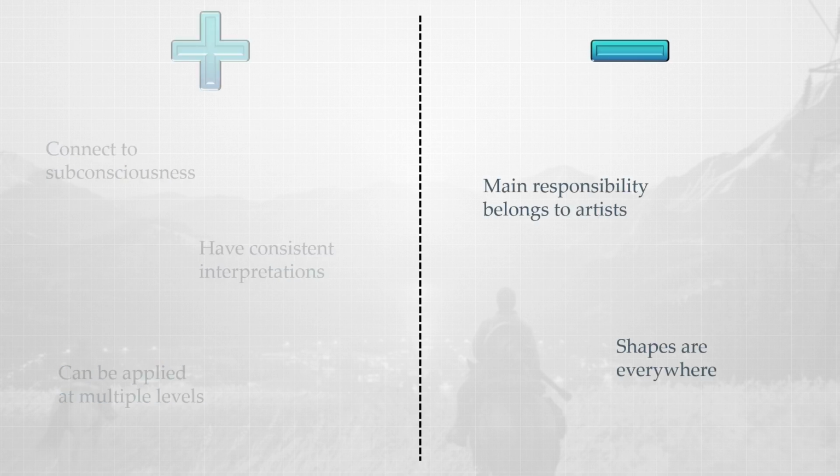However, on the negative side, the main responsibility for creating shapes obviously belongs to the artists on a project. So you will have to communicate a lot with the artists if you want to influence how shapes are used in your game, and your artists actually might not like that. And just like with leading lines, shapes are basically everywhere, and when you put together a scene, you can't control all of the shapes that will emerge there eventually.